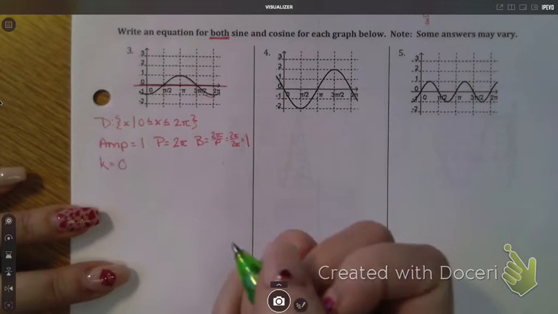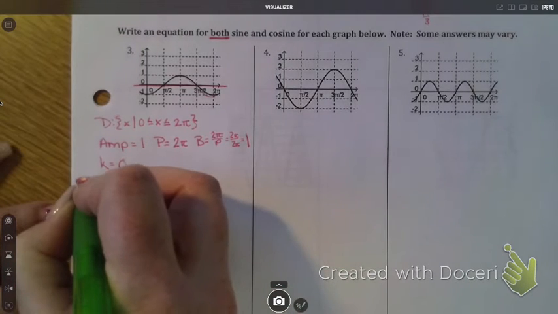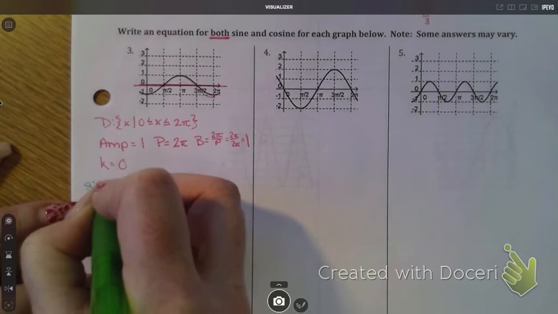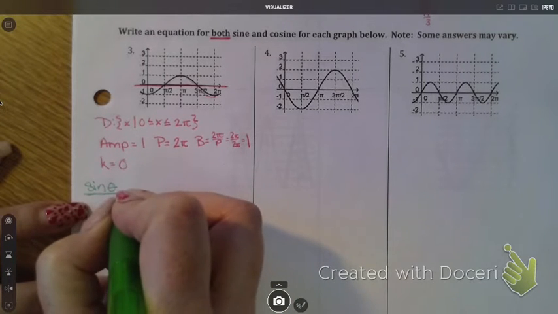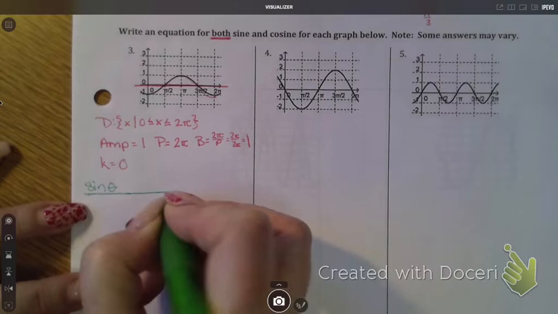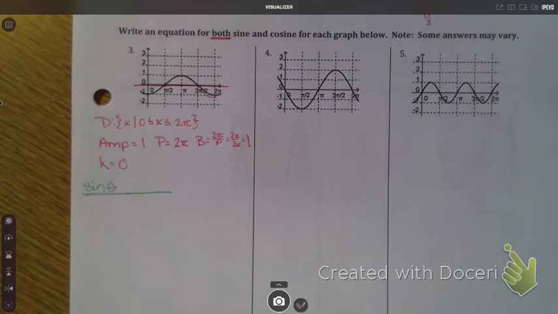Okay, so that is what's the same. So you then label sine of theta, or x. I always put a theta, and I don't know why. I'm just used to it. What did I say was always different? H. Okay? And what did I say is sometimes different? Reflection. So the two things you need to start doing is H and reflection.